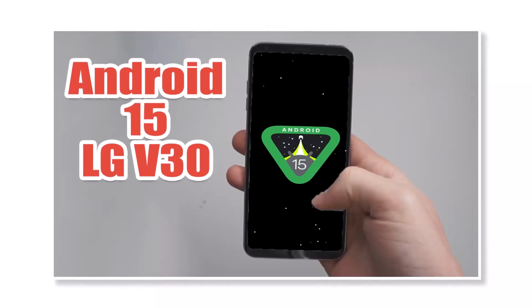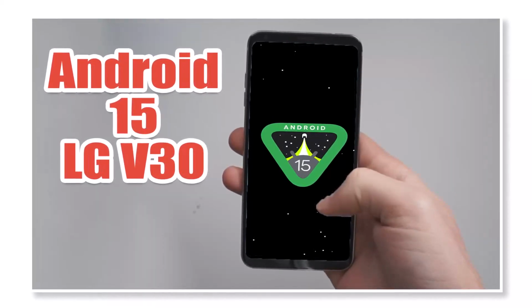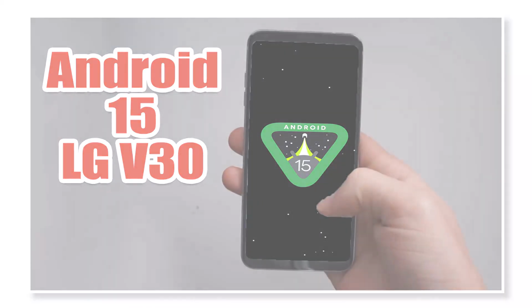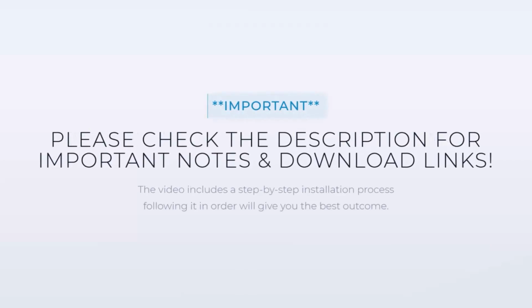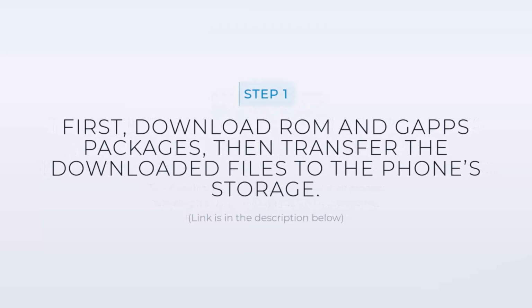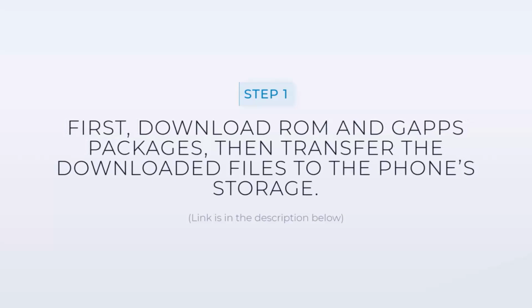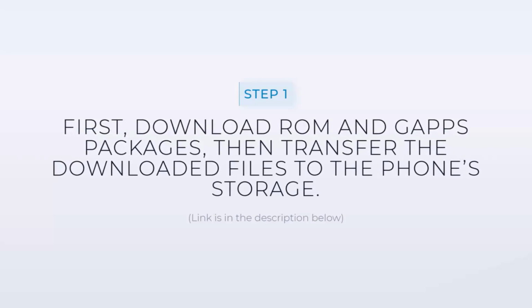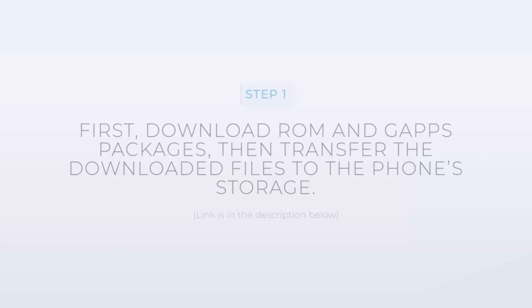Install Android 15 on LG V30 via LineageOS 22. Please check the description for important notes and download links. First, download ROM and GApps packages, then transfer the downloaded files to the phone's storage.